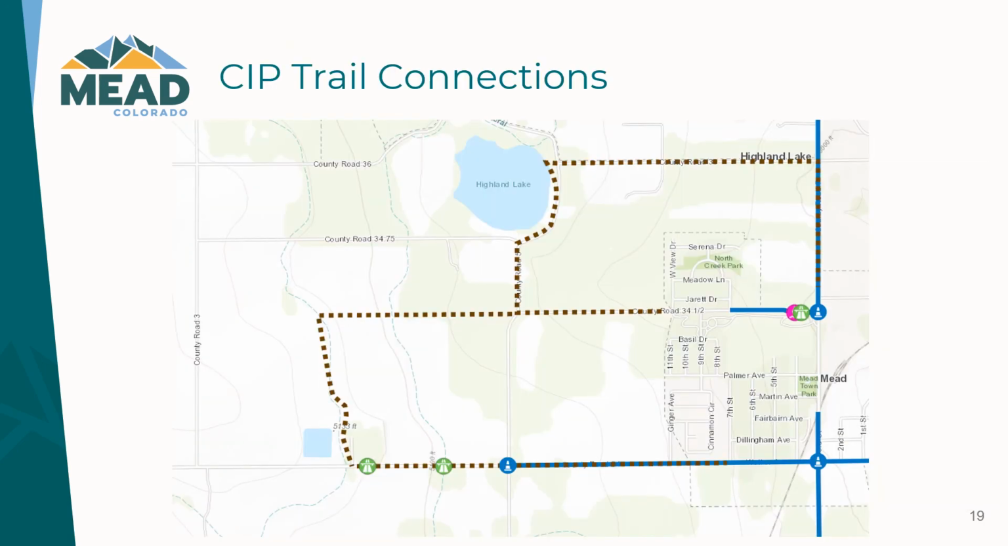And finally, we have a number of trails in our capital improvement list that would connect the rest of our park networks. So we have a route that's shown here from downtown to Mead Ponds, and then north to Highland Lake, and loop back around to Founders Park and downtown again. So that gives you a quick summary of the transportation needs that we have in place right now.